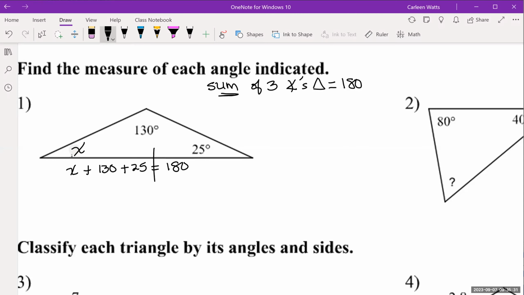Okay, let's practice solving an equation. Now, I know you're thinking, can I just add them together and then just go 180 minus 155? Yes. As long as you show your work, it doesn't have to be in equation form. You can just show your work. Okay, according to the rules of solving equations, what is my next step, please?